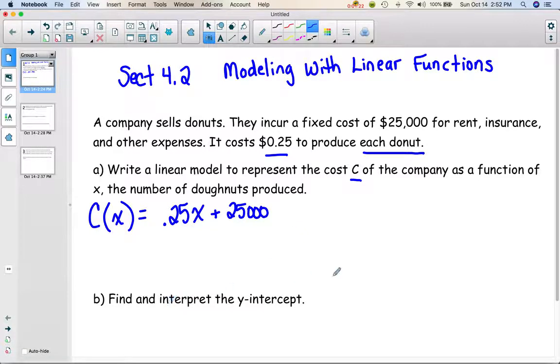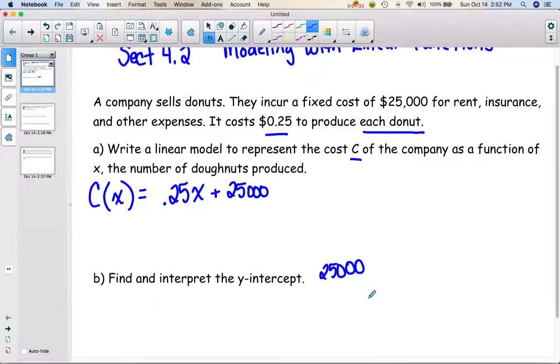So then in part B, I ask you to find and interpret the Y-intercept. Well, the Y-intercept is $25,000. So think about what a Y-intercept means. Well, for any equation, to find the Y-intercept, it's when x equals 0. But you have to put the context to the problem here. So this is the cost, so let me put a dollar sign on it.